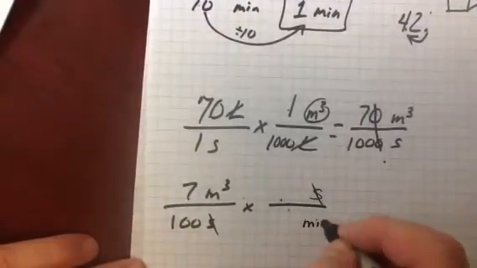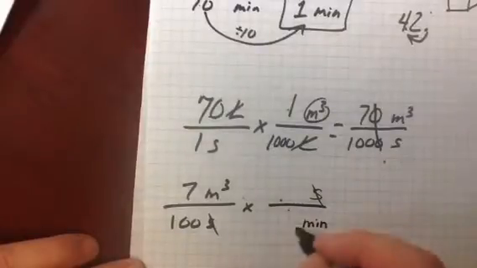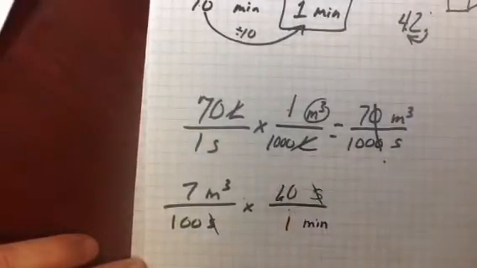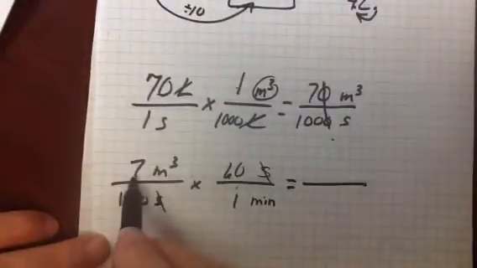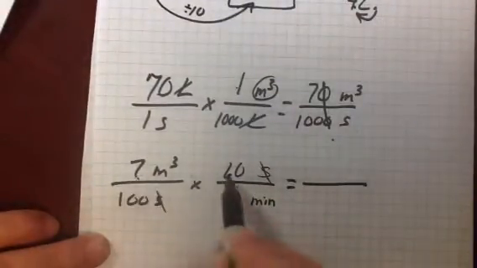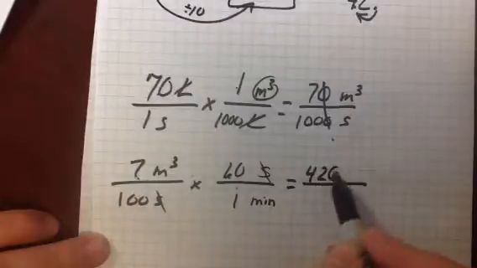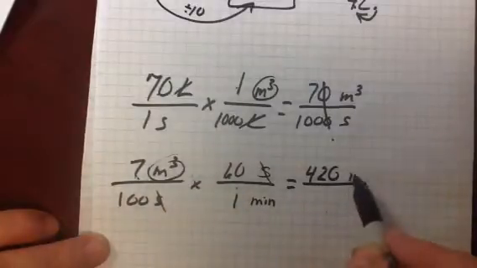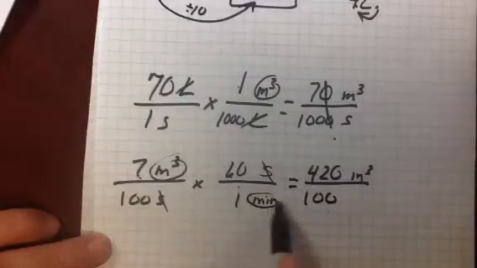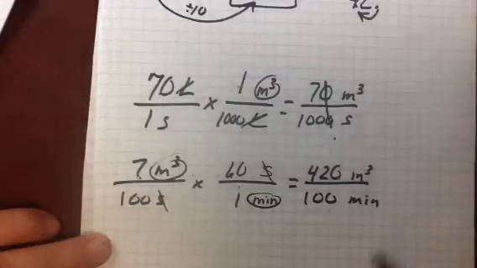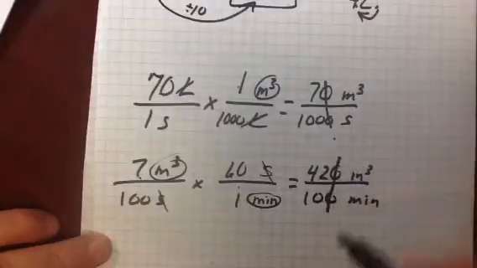And at the bottom, I'm going to have to replace it with minutes. 1 minute has 60 seconds. Okay. So I'm going to multiply 7 times 60. 7 times 6 is 42. Add a 0. Meters cubed. 100 times 1 is 100. Only word I have, minutes. Now I cross out the 0.